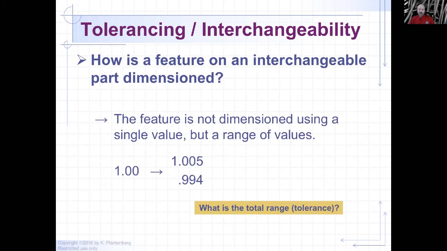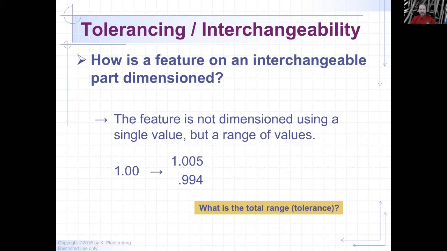So here's one way to specify tolerance for a dimension. So you can write it as is given in this slide. So here the tolerance is 0.994 to 1.005. So if you make your part and that part ranges within those limits, you're good, okay?